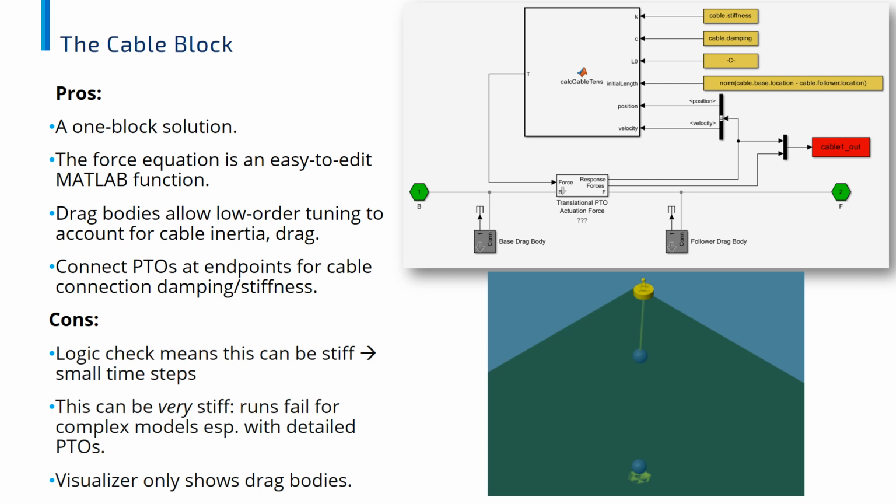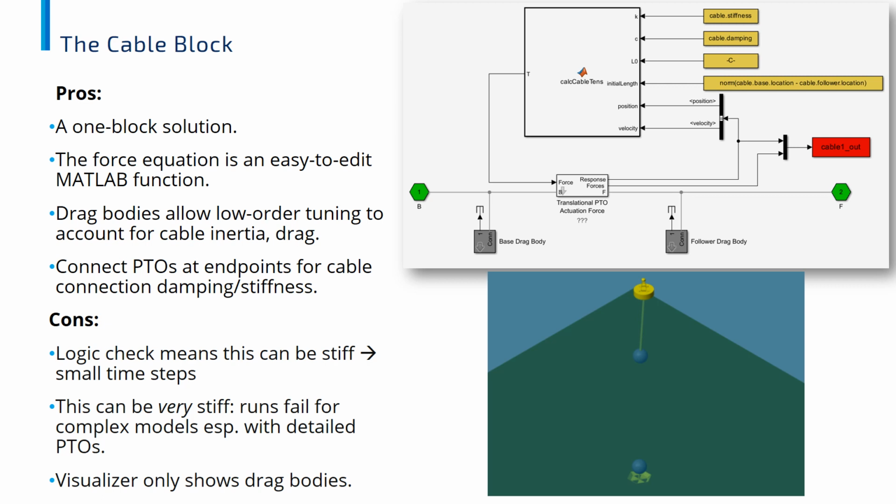Here the pros and cons of the cable block method are summarized. On the pro side, this is a one-block solution that offers a quick and easy way to model cable connections, and it will work for a lot of WEC-Sim simulations. Additionally, the tuning parameters offered by the drag body blocks allow you to closely approximate physical reality with even this simple implementation. On a similar note, although in the previous example we were using constraints to define the cable end connection points, we can equivalently use PTOs, which will allow us to apply additionally a damping or a stiffness force between the motion of the cable end and the connected body.